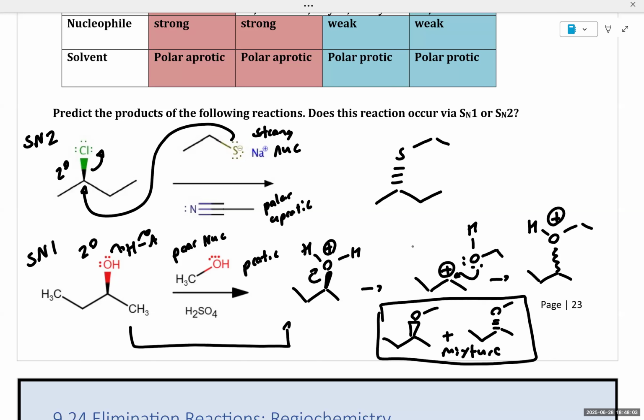So as you can see, one of the ways that you can differentiate an SN1 and SN2 reaction based on product outcome is the SN2 reaction occurs strictly with inversion of stereochemistry, while the SN1 reaction, because it goes through a carbocation, will yield a mixture of stereoisomers.